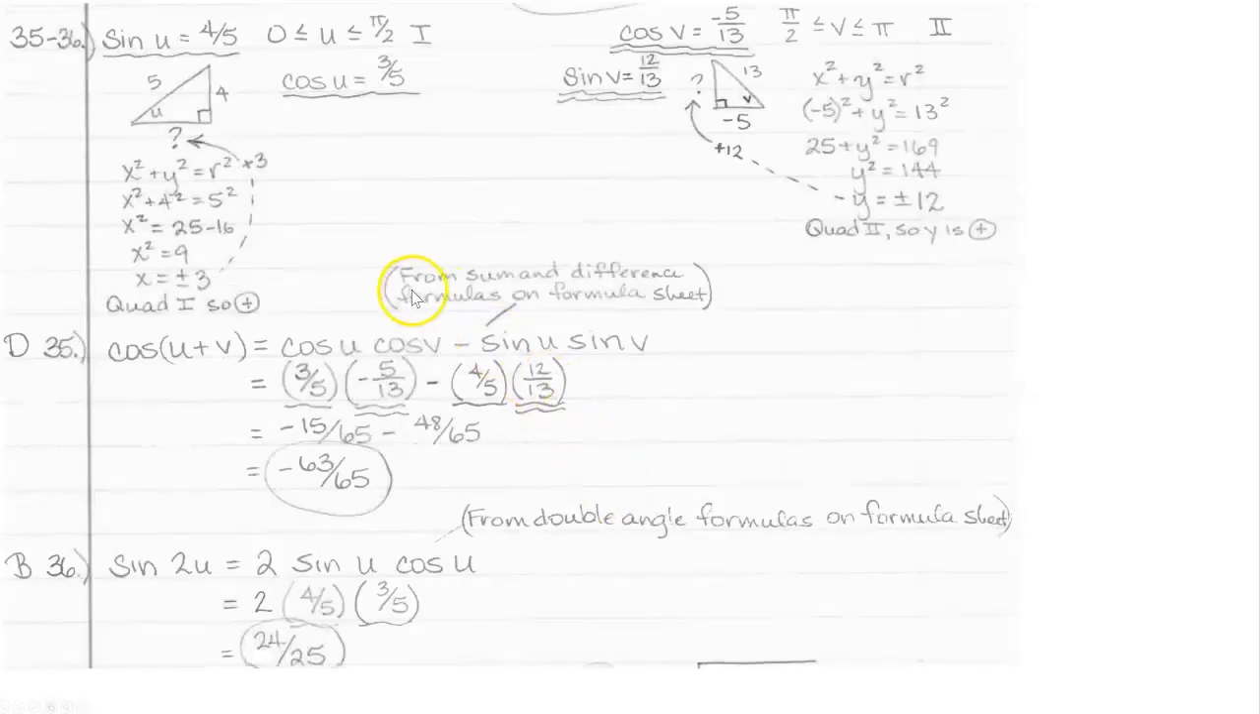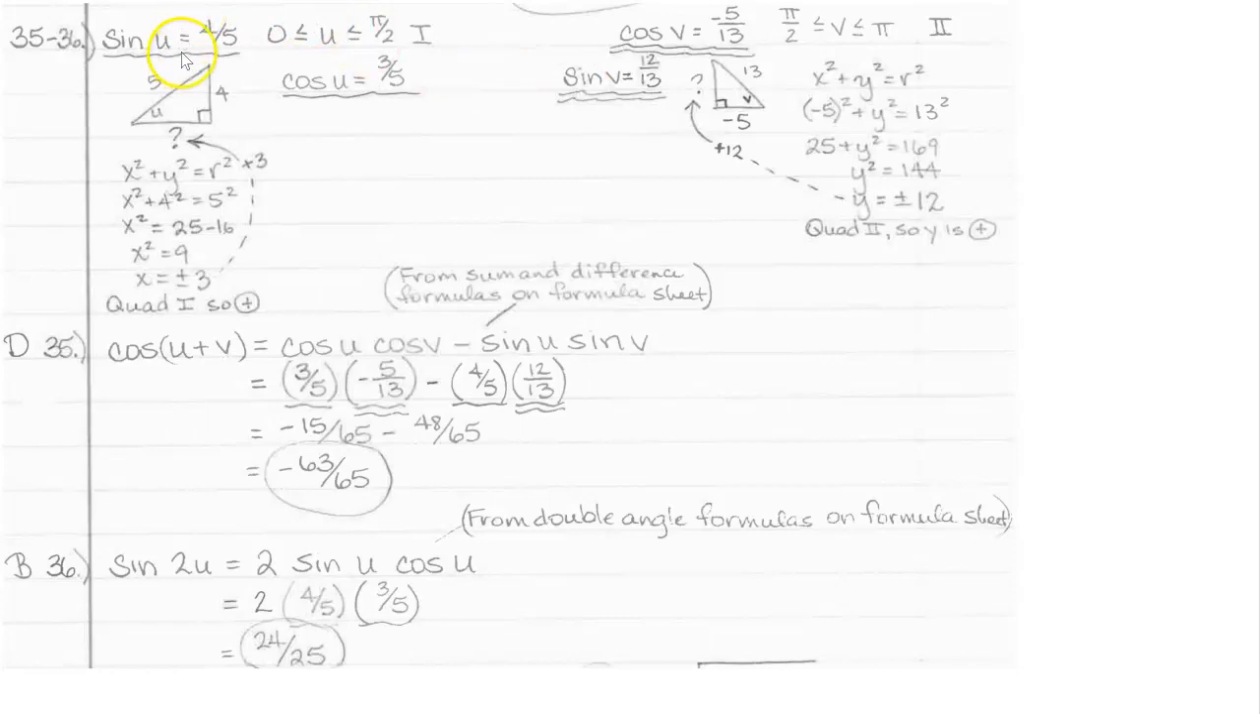All right, 35 and 36, they tell us that sine u is equal to 4/5, and u is between 0 and pi over 2. That means it's in the first quadrant. And cosine v is negative 5/13, and v is between pi over 2 and pi, so that means it's in the second quadrant. And they asked me to find cosine u plus v. Well, if you look at your sum and difference formulas on your formula sheet, cosine u plus v is cosine u cosine v minus sine u sine v. They gave me sine u, but I'm going to have to find cosine u. And they gave me cosine v, but I'm going to have to find sine v.